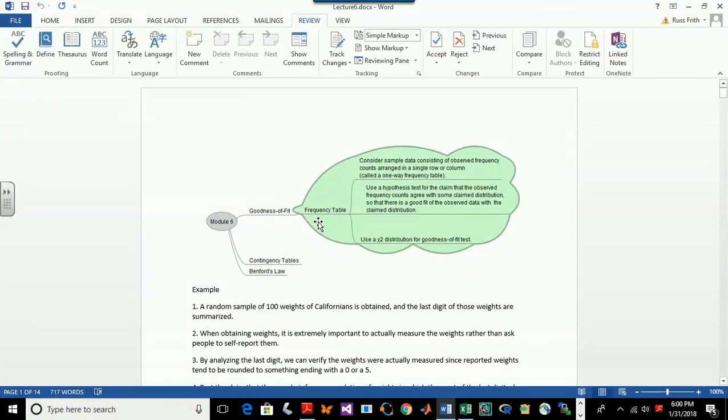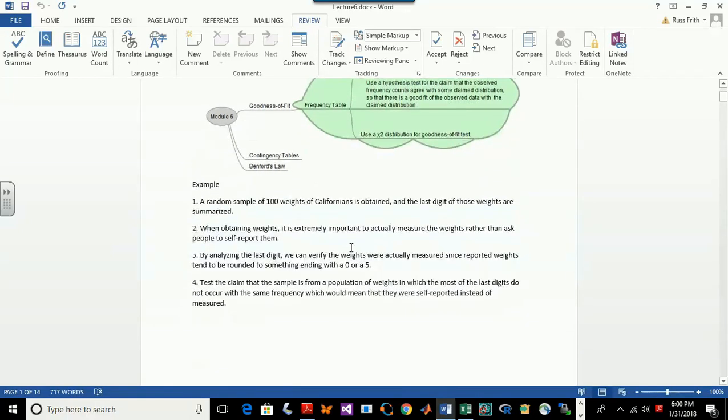We have what's called a frequency table. Consider a sample data consisting of observed frequency counts arranged in a single row or column. This is called a one-way frequency table. I'll show you an example in just a second. Use a hypothesis test for the claim that the observed frequency counts agree with some claimed distribution, so that there is a good fit of the observed data with the claimed distribution. Use a chi-square distribution for goodness of fit tests.